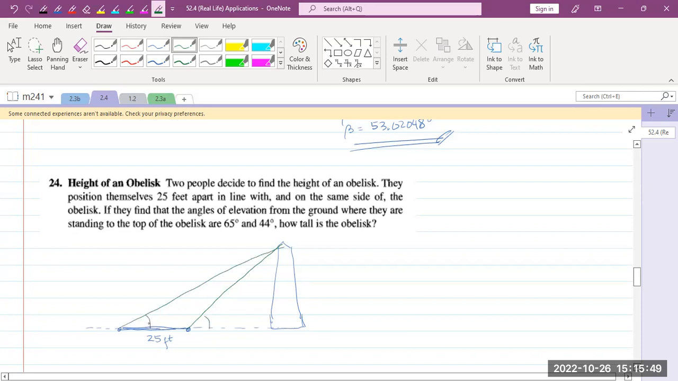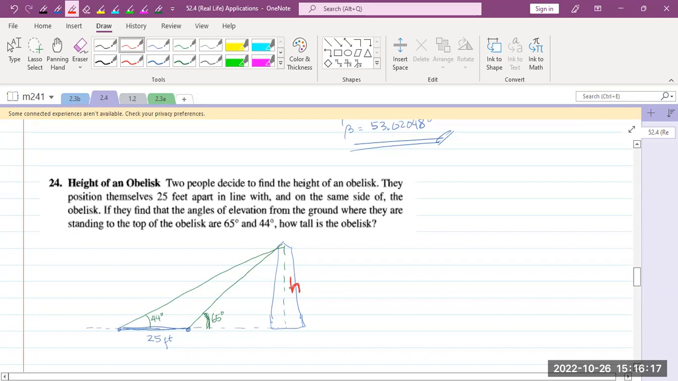Now, can you tell which one is 65 degrees, which one is 44 degrees? 65 degrees is larger, right? Okay, and you see this angle is actually bigger. So this is 65 degrees, this is 44 degrees. Okay, now, the question is, how tall is the obelisk? What is the height of this obelisk?